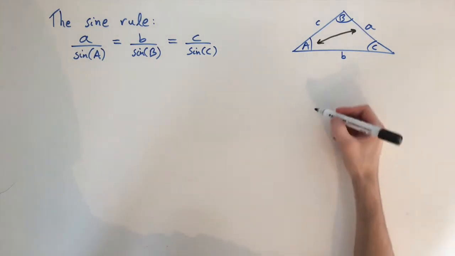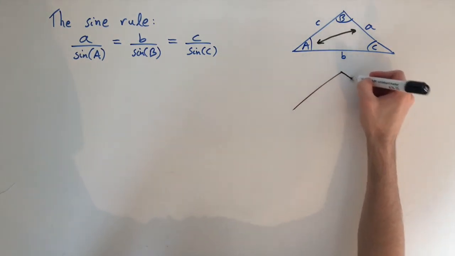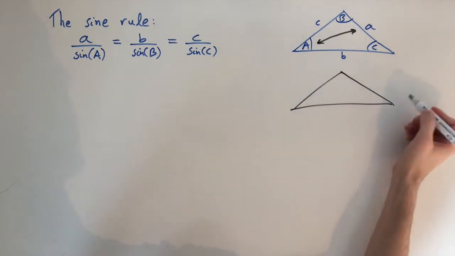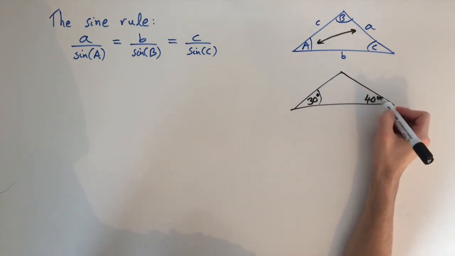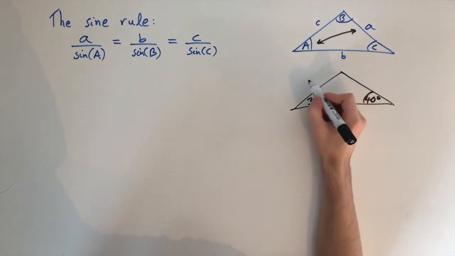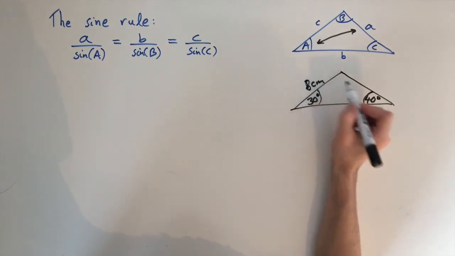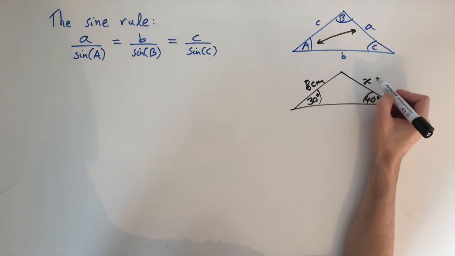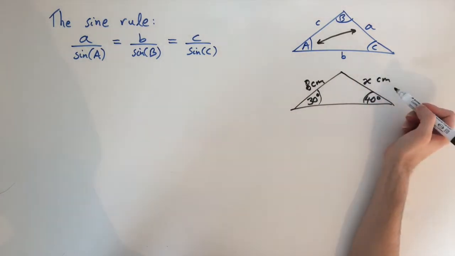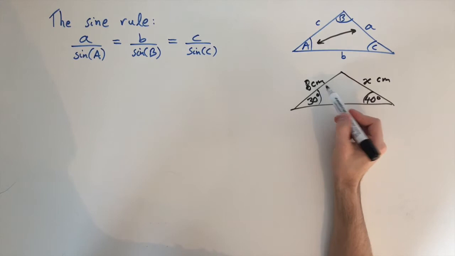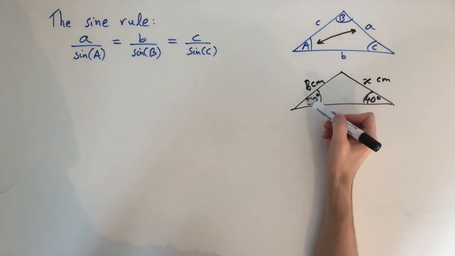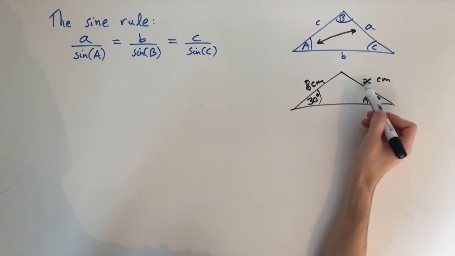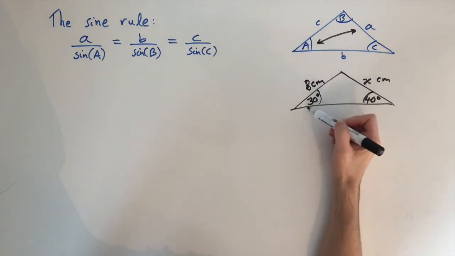So for the first example, we're going to look at this triangle. I'm going to sketch it over here. And we're told that this angle is 30 degrees, this angle is 40 degrees, and let's say this length here is 8 centimeters, and then this length is x. So this is what we need to find. This is good because we can use this formula, just like the first two terms, because we have a length that's opposite this angle, and then this length we need to find is opposite this angle, which we know.